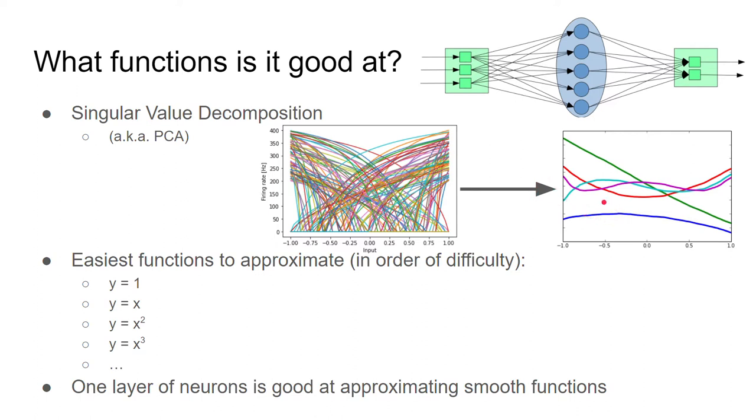So that's one thing that we want to keep in mind: when we're breaking these things down into components, if my component is meant to be approximated by one little thing like this, then it should be a relatively smooth function.